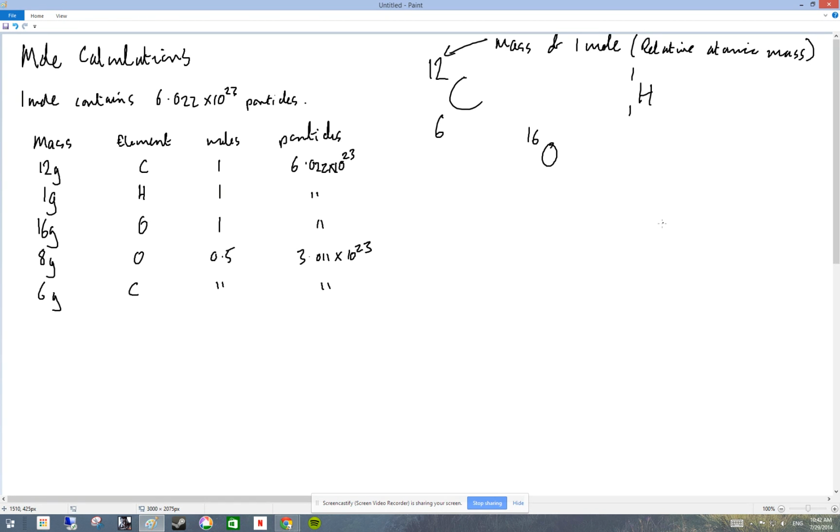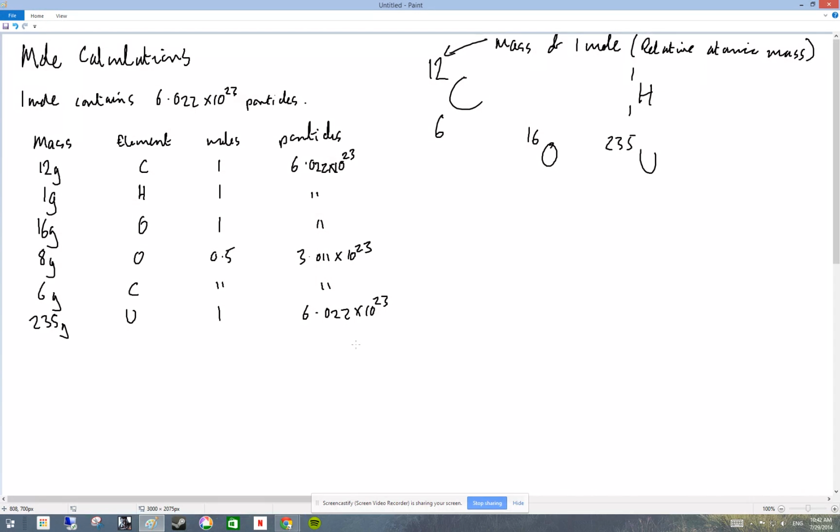To give you an extreme example, uranium is 235, thereabouts. So if I had 235 grams of uranium, I'd still only have 1 mole. That's because uranium atoms are 235 times heavier than hydrogen atoms. So I'd be back to 6.022 times 10 to the 23.